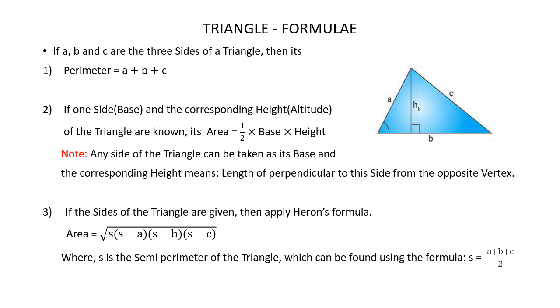Area of a triangle, if one side and corresponding height is given, can be calculated using the formula area is equal to half multiplied by base multiplied by height. If the sides of the triangle are given, then the area of the triangle can be calculated using the formula area is equal to square root of s multiplied by s minus a multiplied by s minus b multiplied by s minus c, where s is equal to a plus b plus c divided by 2.